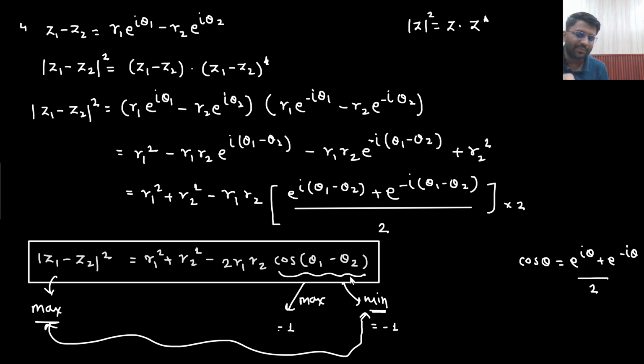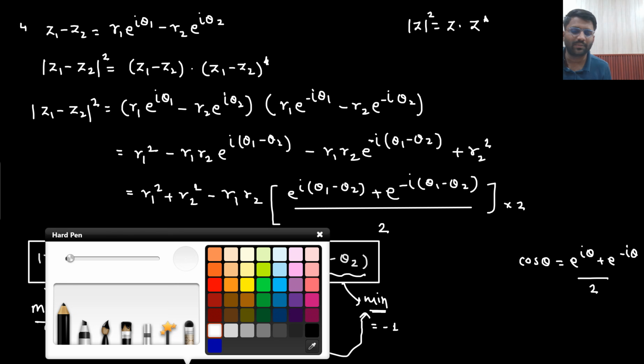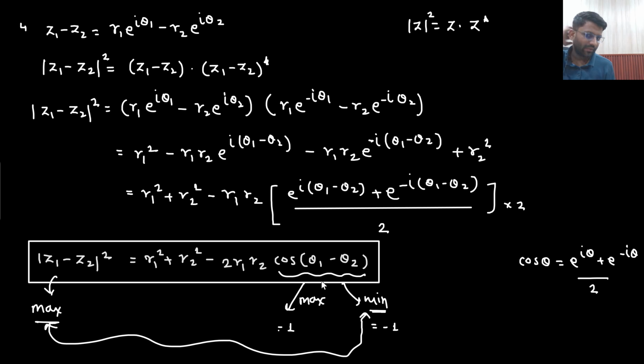No, because it is being subtracted. What should I subtract from 3 such that I get the maximum answer? That means this should be minimum, because it is being subtracted. So if you need the maximum value of Z1 minus Z2, this should be equal to minus 1. So the answer is R1 square plus R2 square plus 2 R1 R2. What is the answer you are getting?